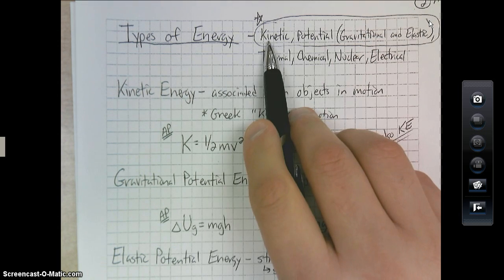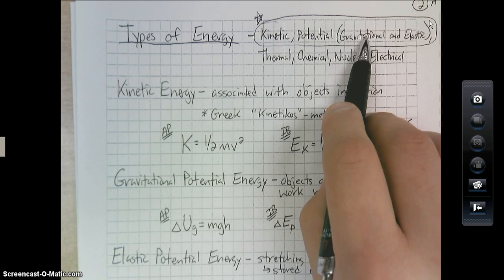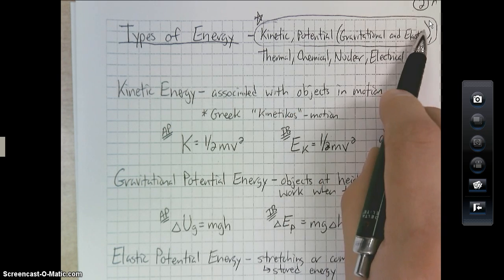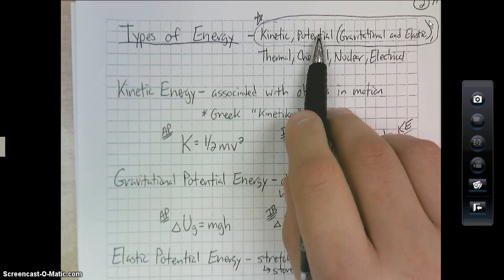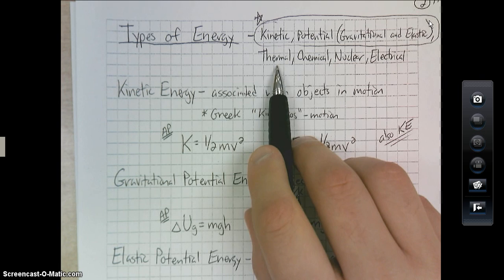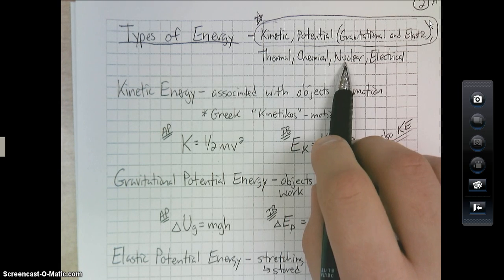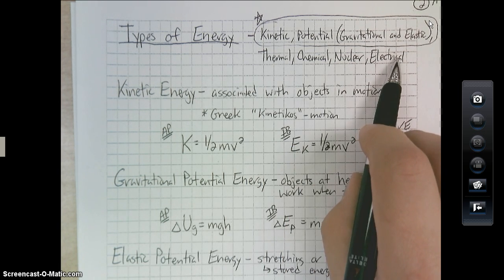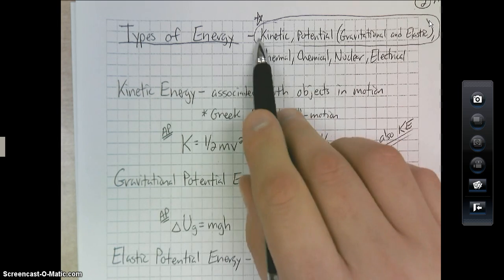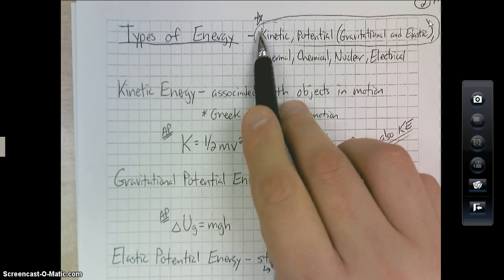So up here I've got kinetic, this is gravitational potential, elastic potential, and then we have other things that again we're going to get to later on in the year: thermal energy, chemical energy, nuclear energy, and electrical energy. But again, for the most part today, I'm going to focus on these three.